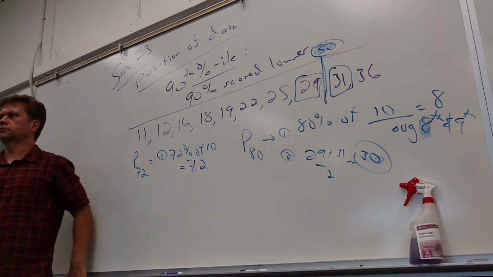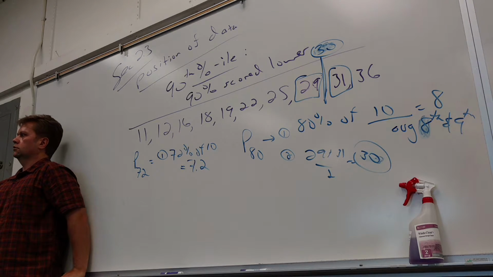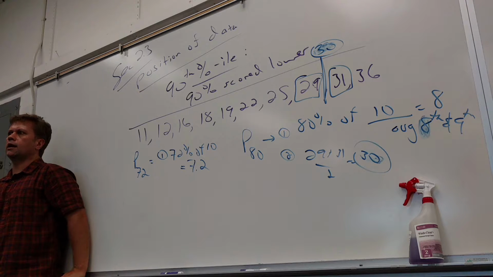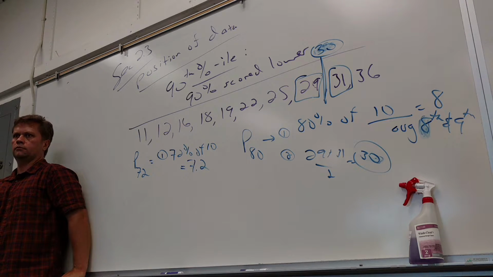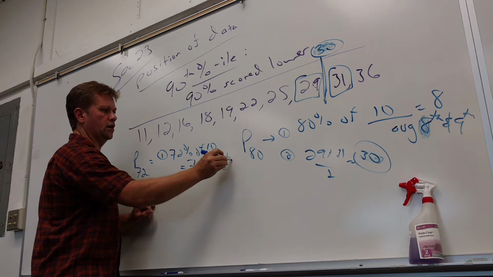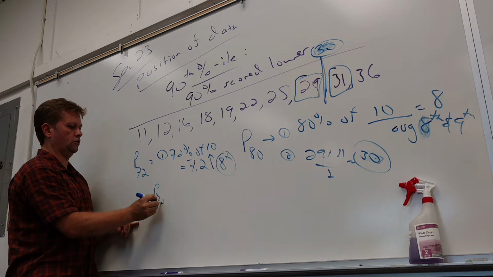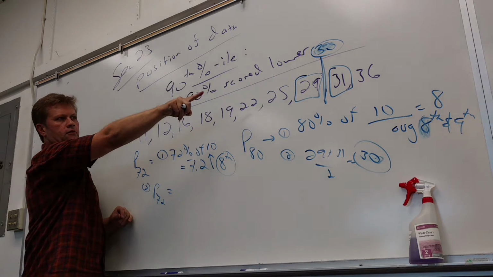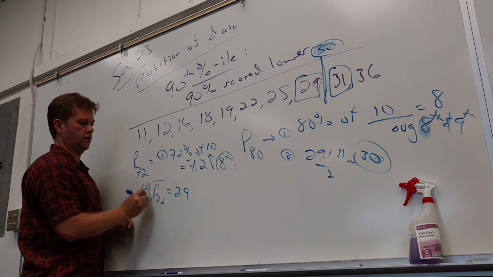7.2, is that a whole number? No. So anytime it comes out to something that's not a whole number, I just round up. So what's the next number up? 8. So the 8th number is the answer. So P72 is 29. I like it.